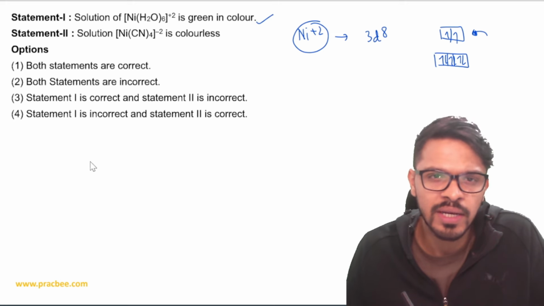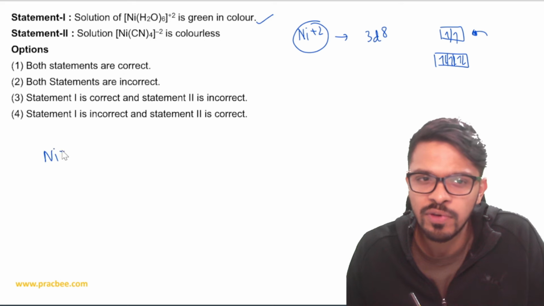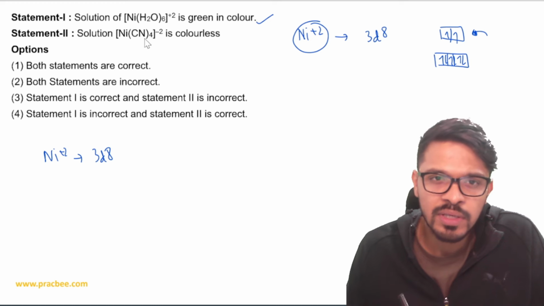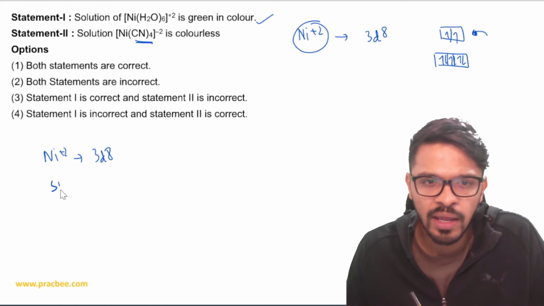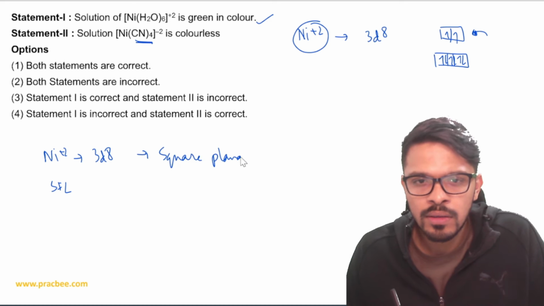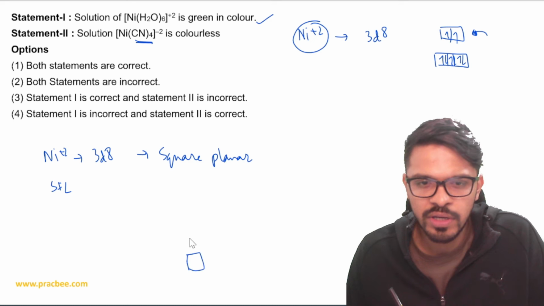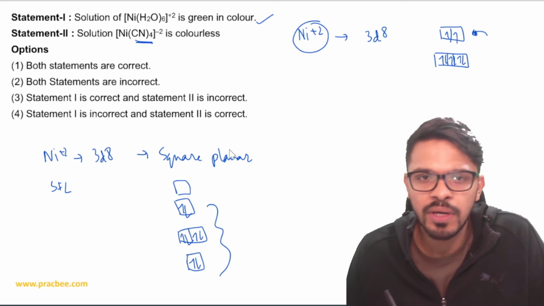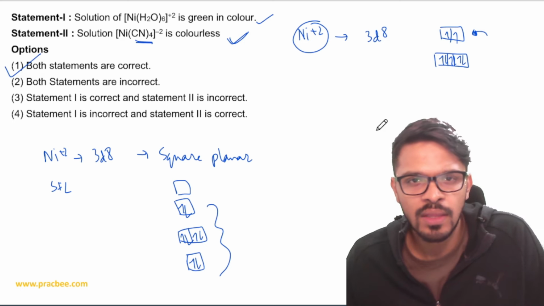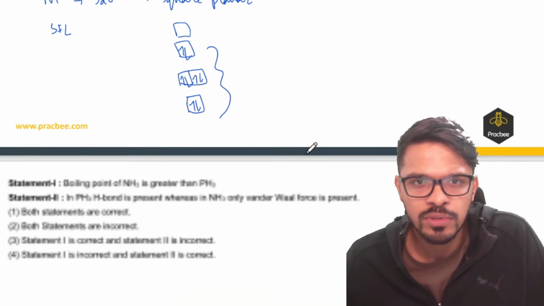Next, if I talk about [Ni(CN)4]2-, again we have Ni2+, we have 3d8 configuration, but we know CN- is a strong field ligand and we will get a square planar complex. So basically here the electronic configuration would be something like this, right? So 1, 2, 3, 4, 5, 6, 7, 8. All electrons are paired. It will be colorless. That is correct. Both the statements are correct. Very simple question from coordination compounds.